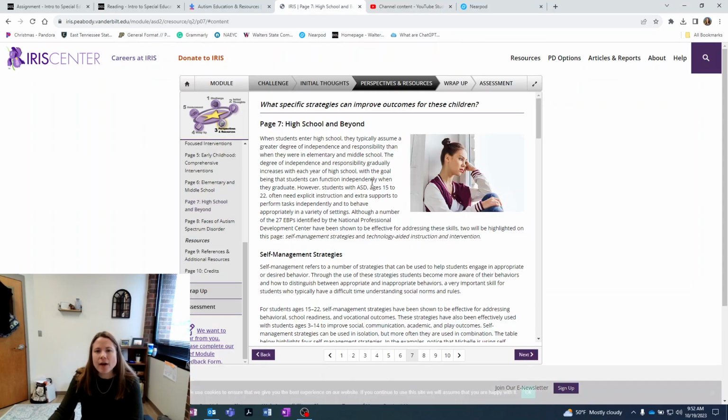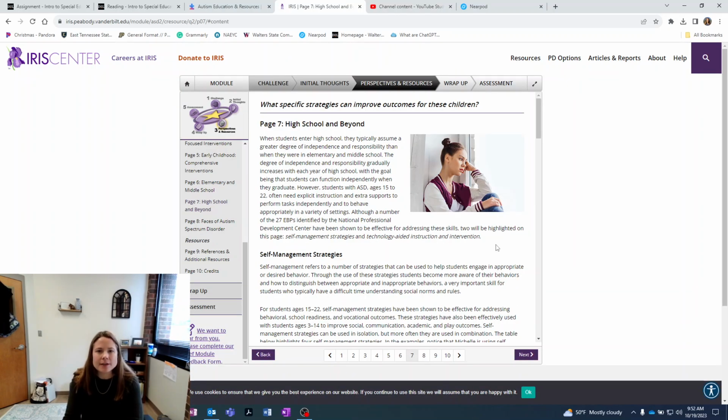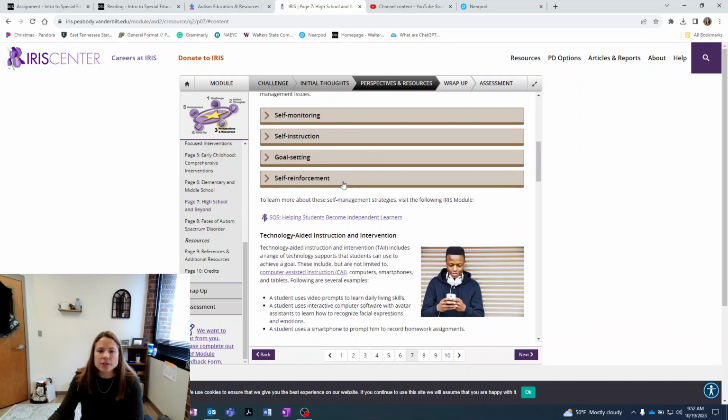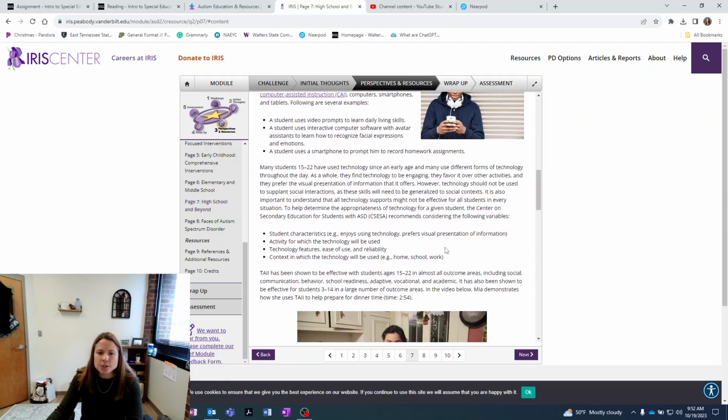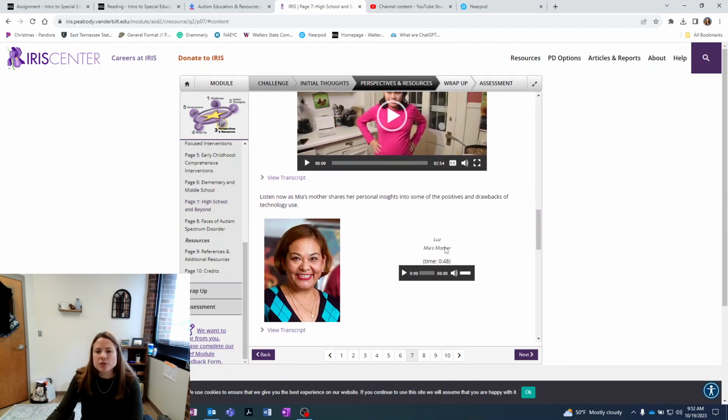And then we talk about high school and beyond. Think about not only high school, but when they transition out of high school. In that transitional period, we have to teach them more self-management strategies: self-instruction, setting goals, self-monitoring, self-reinforcement. So it's helping them transition into adulthood, what that would look like, and what supports are necessary.